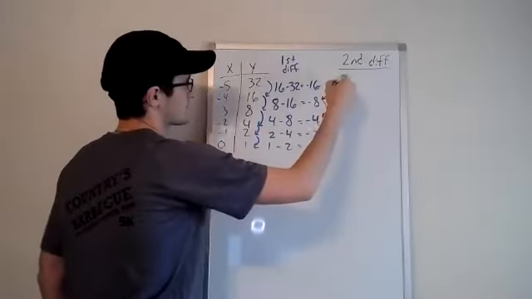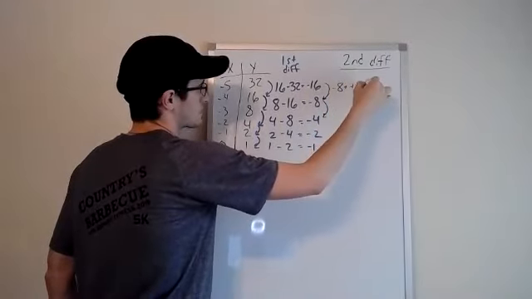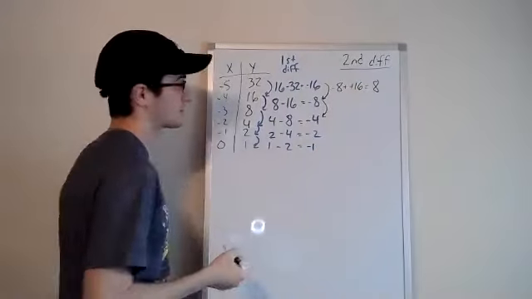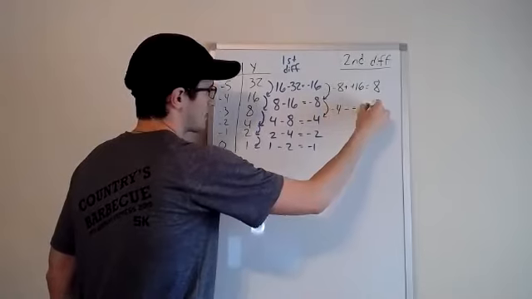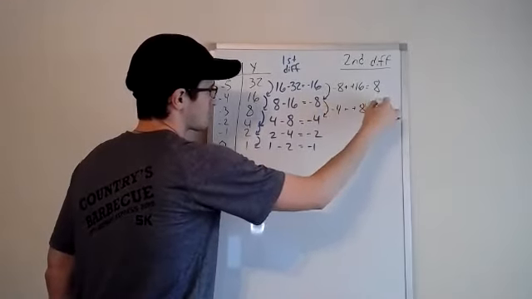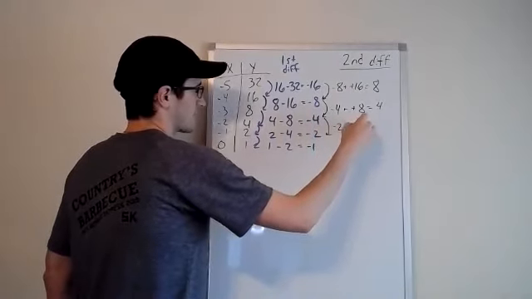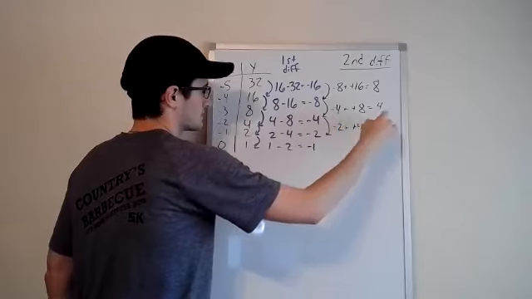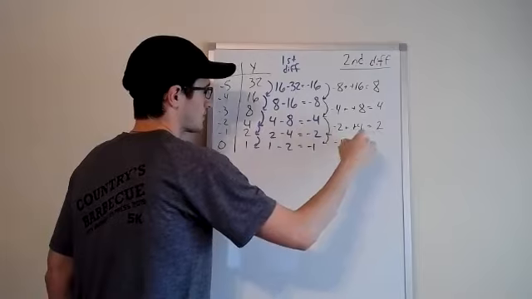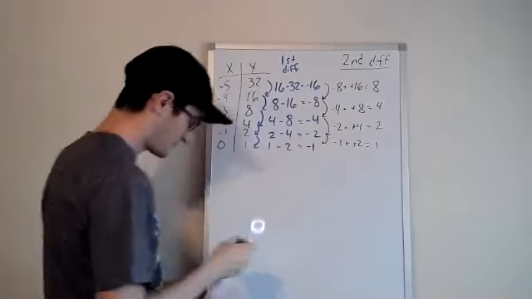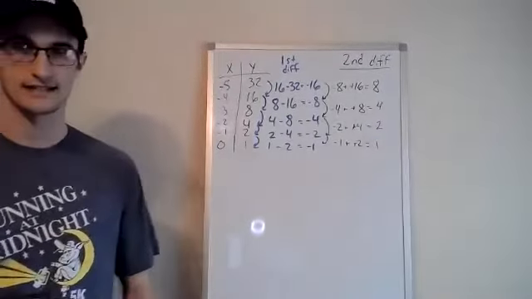So what you would do here is take -8 minus -16. We know that turns to a positive. That gives us 8. Now we have -4 minus -8. Those negatives become positive. That gives me 4. We have -2 minus -4. Those become positive. That gives me 2. We have -1 minus -2. Those become positive. That gives me 1. But here we are with a second difference that's not constant.